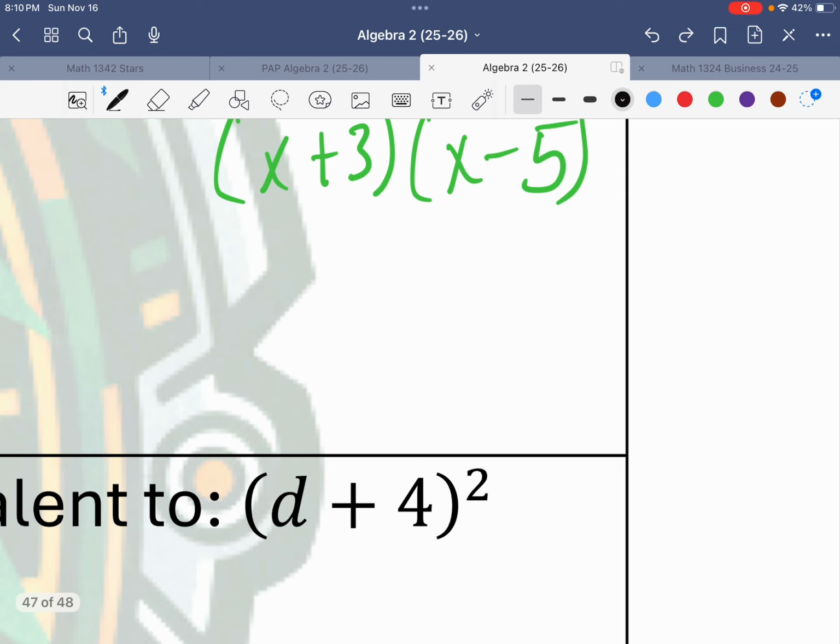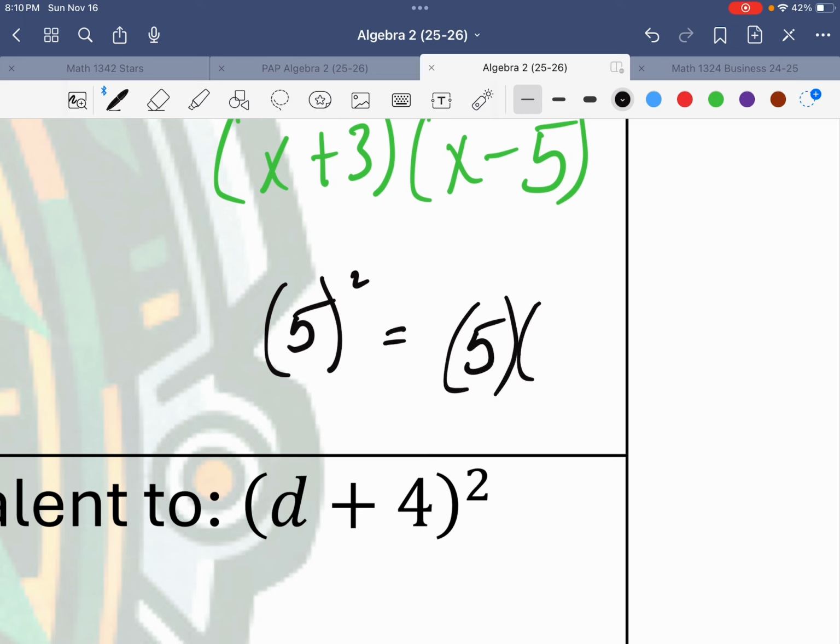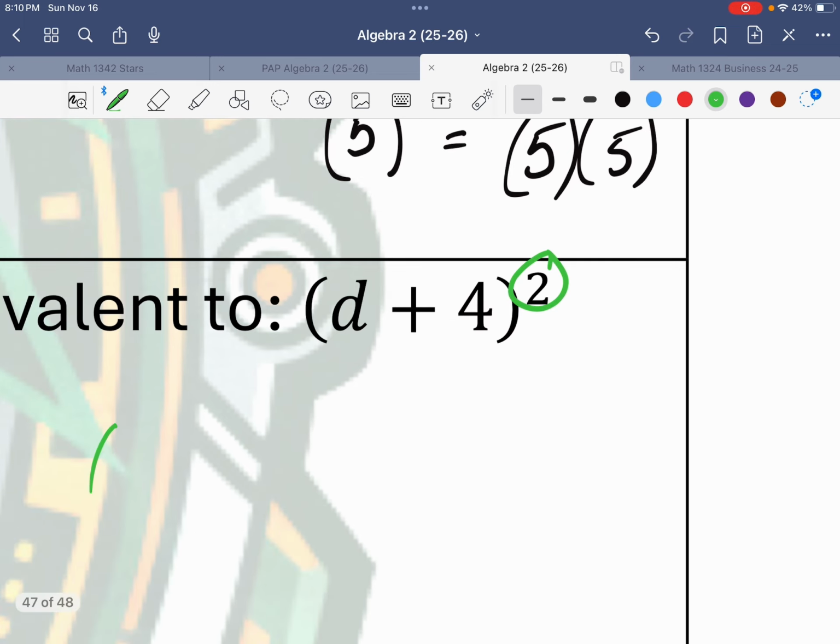Well, when you have 5 squared, you do 5 times another 5. This means that there's 2 of them. That's what it means. Same thing here. That 2 means that there's 2 of them. There's 2 of these d plus 4s. Like this.